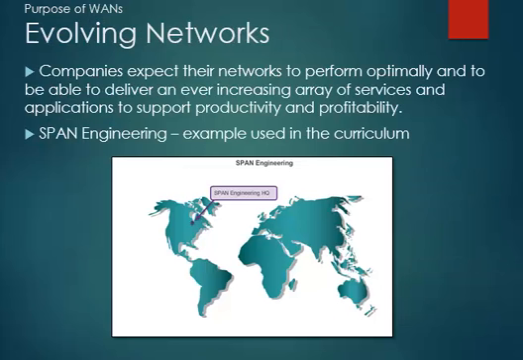Purpose of WANs: evolving networks. Companies expect their networks to perform optimally and to be able to deliver an ever-increasing array of services and applications to support productivity and profitability. We're going to use the example of an imaginary company called Span Engineering to show the evolution of the company's network.